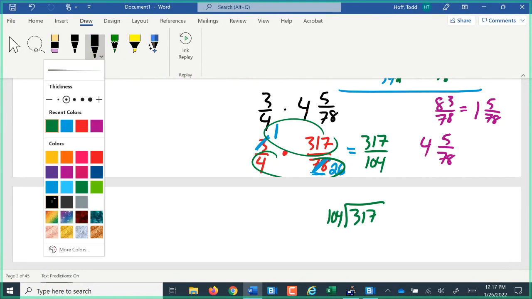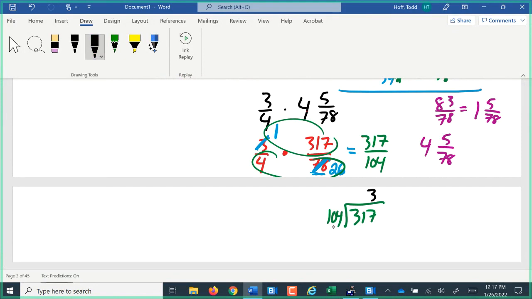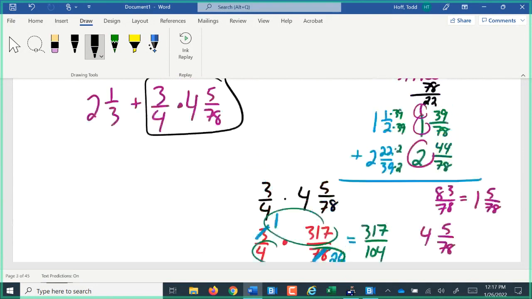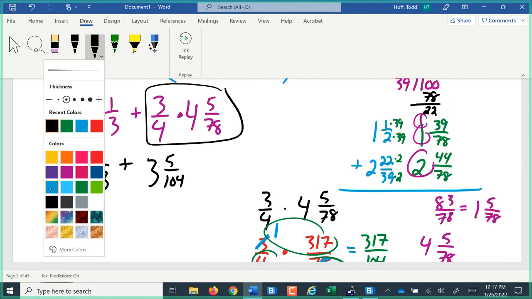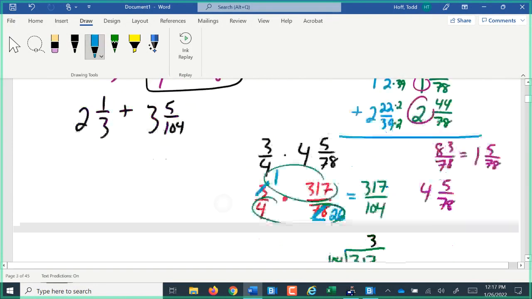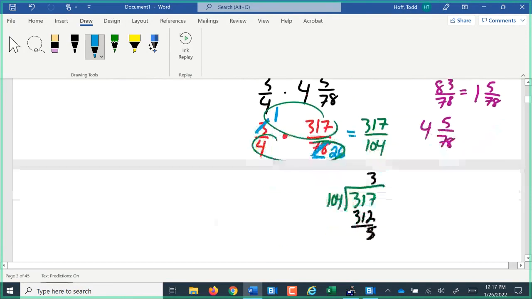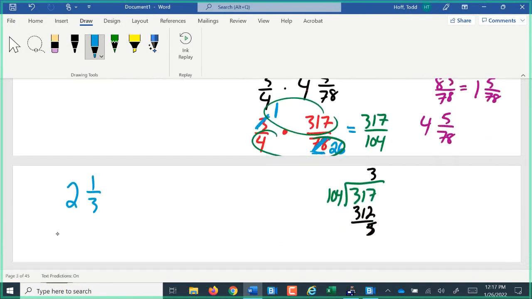104 goes into 317 3 times. 3 times 104 is 312. 5 left over. That's 3 and 5 over 104. So 2 and 1/3 plus 3 and 5 over 104. All that's left to do is the addition, but that's an ugly common denominator. Let's slide down. 2 and 1/3 plus 3, 5 over 104.